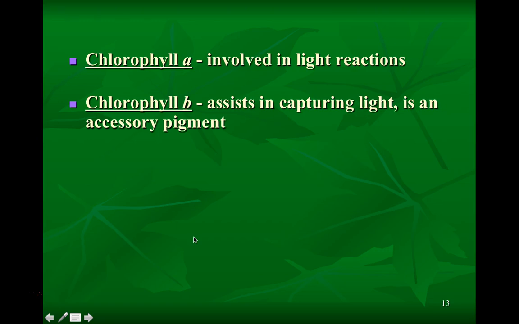There are two types of chlorophyll. We have chlorophyll A, which is involved in the light reactions, and it is the main pigment found in photosynthesis. Chlorophyll B has a very slight molecular change. It assists in capturing the light, but is considered to be an accessory pigment.